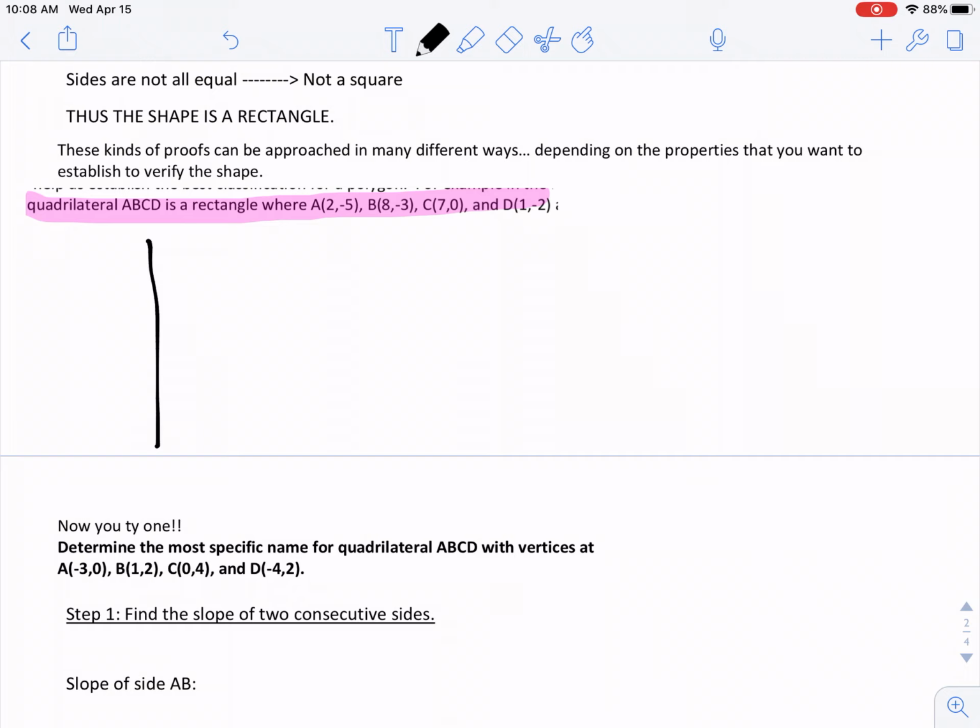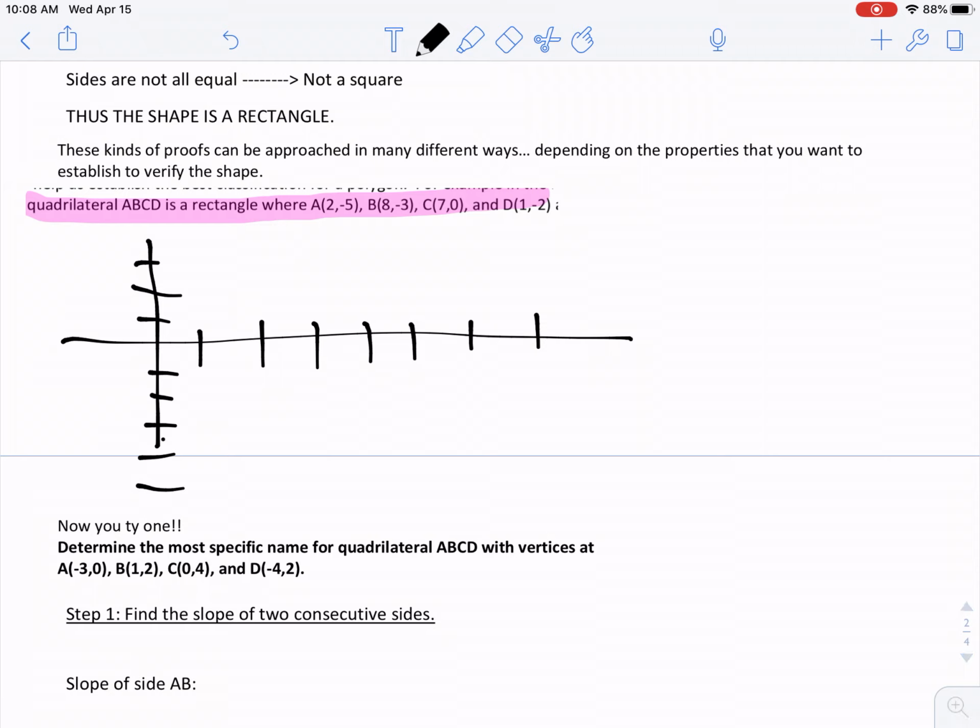And notice all those are positive, so I'm not really going to draw the negative side of my graph. I need to get 7. 1, 2, 3, 4, 5, 6, 7. 1, 2, 3, 4, 5. All right, A is 2, negative 5, so A is way down here. B is 8, negative 3, so B is down here. C is 7, 0, so right here. And D is 1, negative 2, so right there.